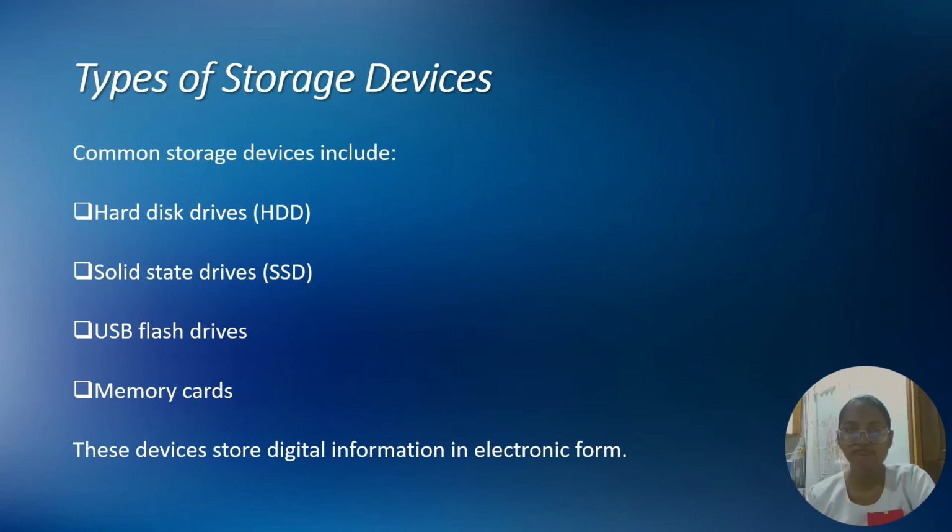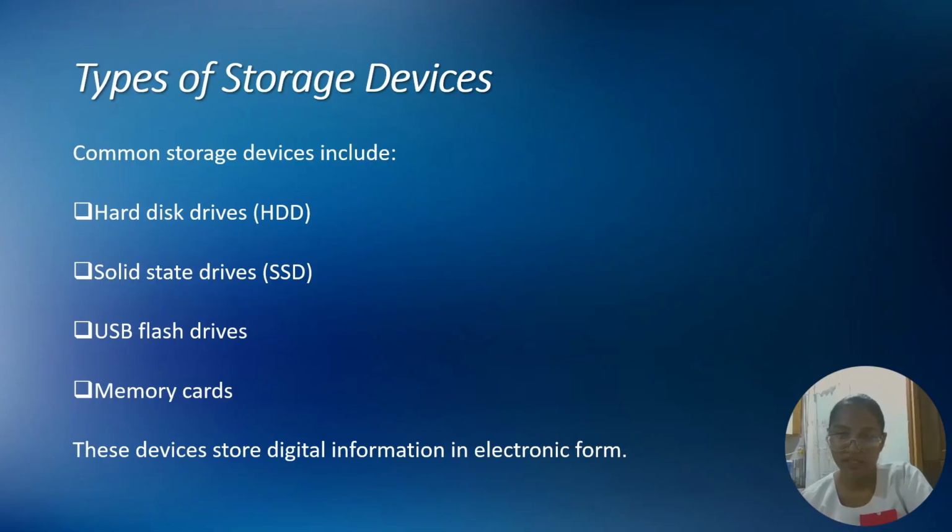Now, we will look at the types of storage devices. In this slide, we see the most common types today. This includes the hard disk drives, which are great for high capacity storage, and solid state drives, which are much faster and much more durable. We also use portable options like USB flash drives and memory cards for moving data between devices quickly.